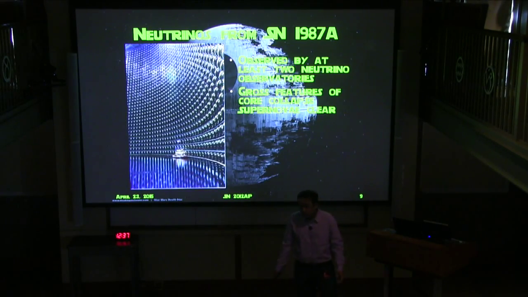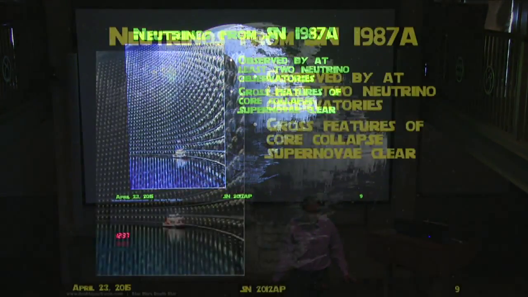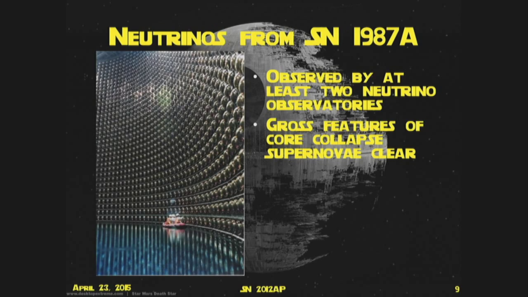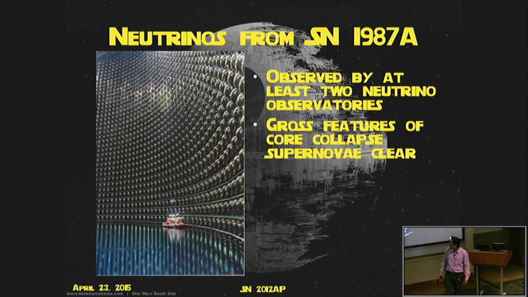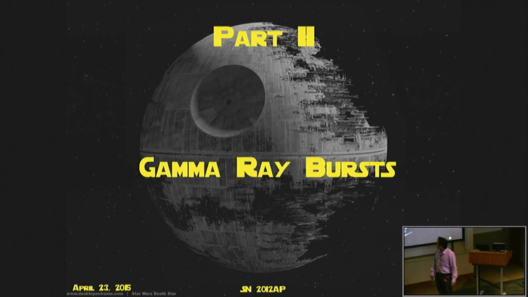Once these neutrinos were seen, the gross properties of supernovae, as we understood them, were more or less clear. We still don't know how exactly they explode, but we know that their cores collapse into a neutron star, they emit neutrinos, and the outer layers produce the visible light. So that's supernovae. This brings us to the second part of our story, which is GRBs.